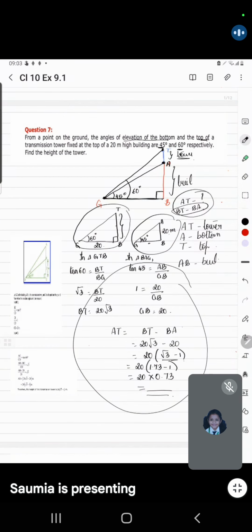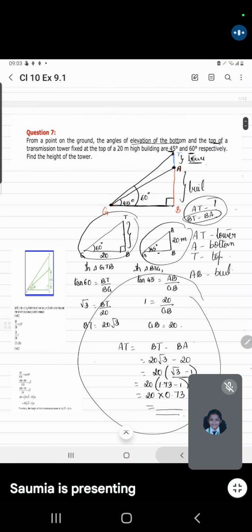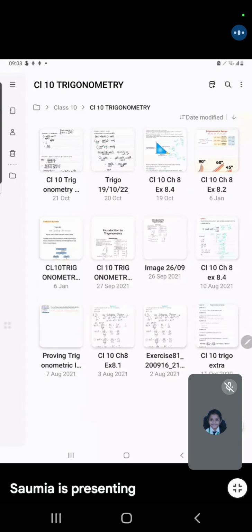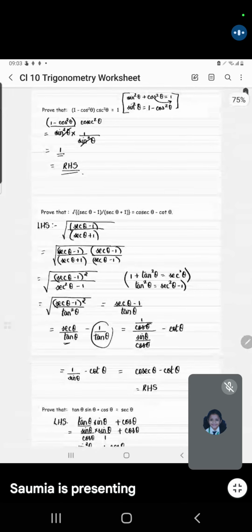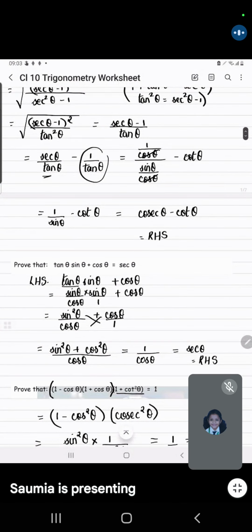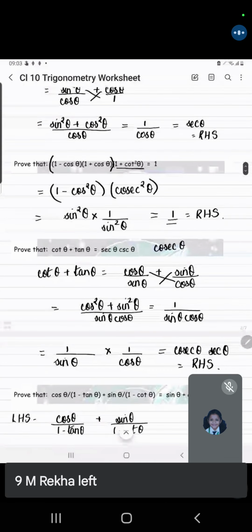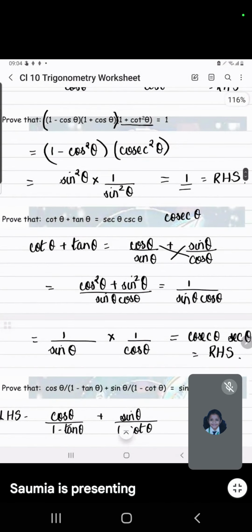Ma'am, I had a doubt in the worksheet. Yes, Samrita. What question was that? Ma'am, 5th and 6th. Trigonometry worksheet. Now, what's the 5th question? I have not numbered them. Ma'am, it's cot theta plus tan theta equals sec theta plus sec theta into cosec theta.